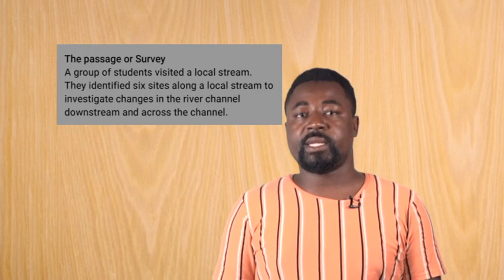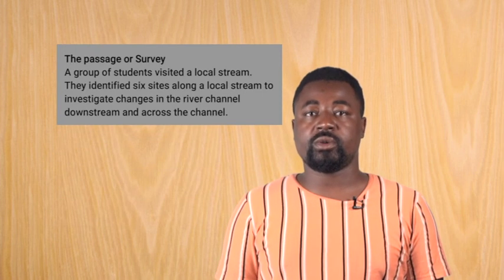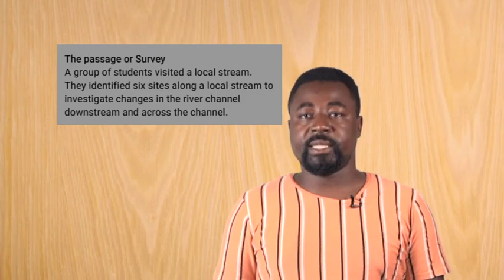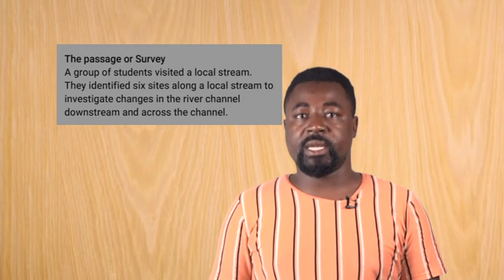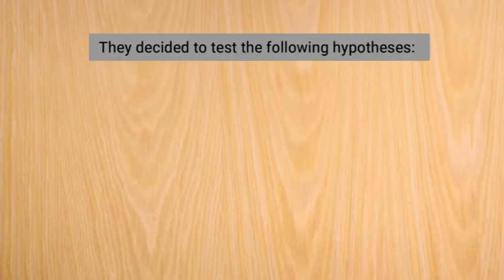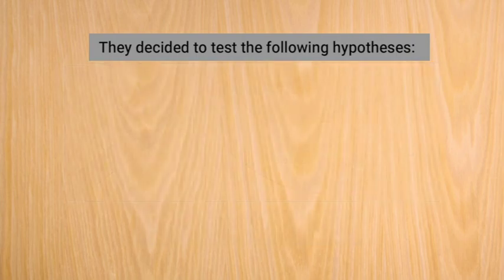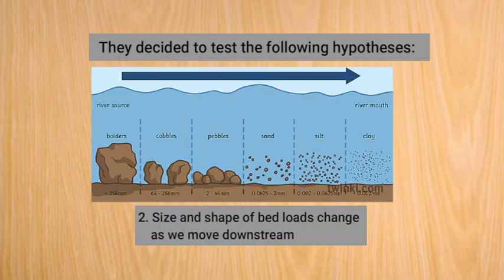For this lesson, we are going to use the following passage or survey. A group of students visited the local stream and they identified 4 sites along the local stream to investigate changes in the river channel downstream and across the channel. They decided to test the following hypotheses. Hypothesis 1: velocity is higher downstream and on the inner bank of the meander. Hypothesis 2: size and shape of bedload change as they move downstream.